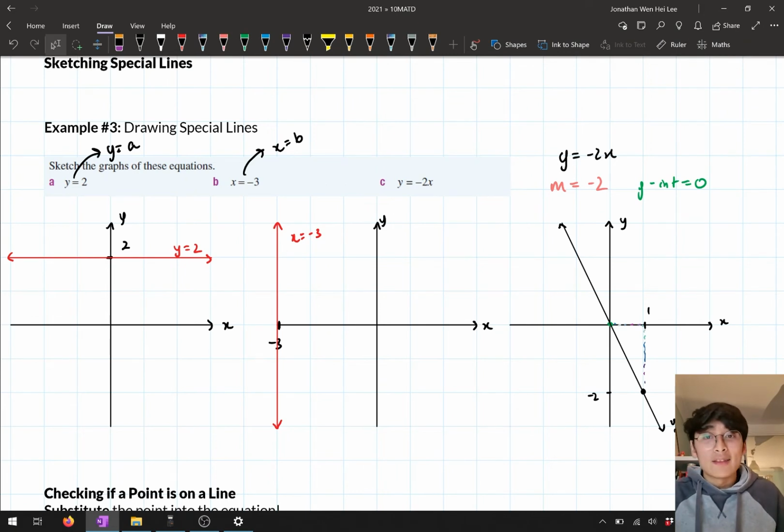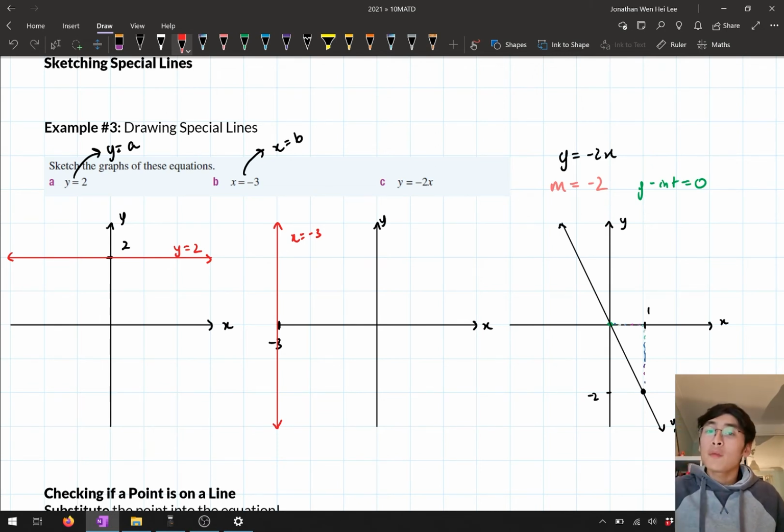If you see y is equal to a number, that means it's a horizontal line at that y value. If you see x is equal to a number, it's a vertical line at that x value. And if you see y is equal to a number times x, for example 2x or negative 2x, it's just going to be a line that goes through the origin. We can still use our gradient-intercept form to graph that one.